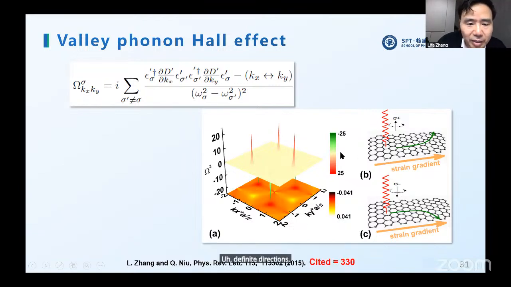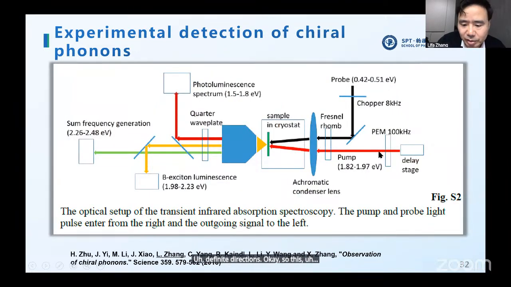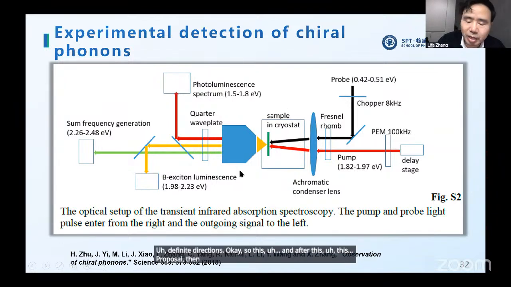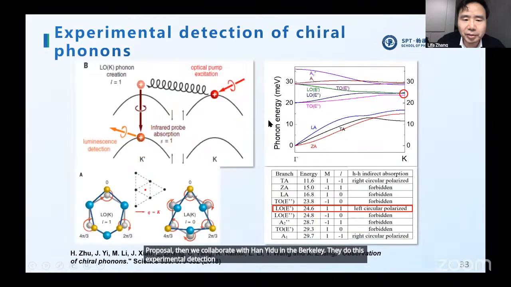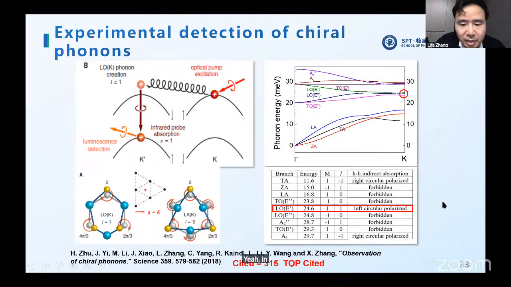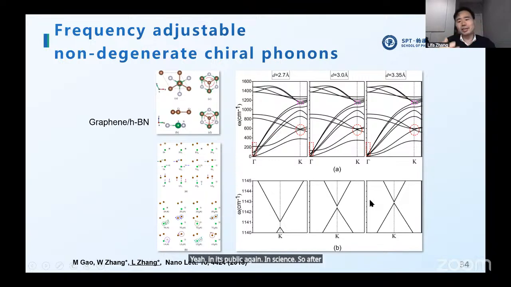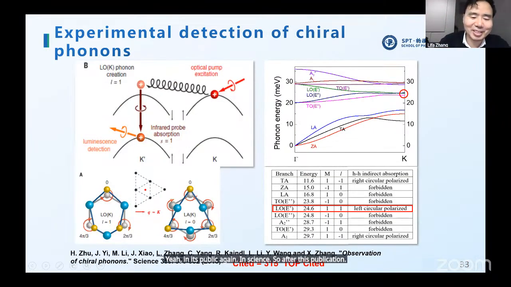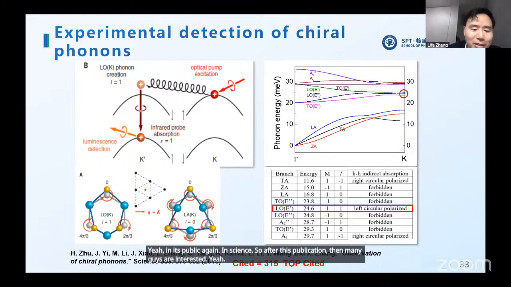After this proposal, we collaborated with Han Yuzhu at Berkeley. They did the experimental detection for the chiral phonons. It's exactly the same as our theoretical proposal, and it was published in Science. After this publication, many people became interested. More and more people are interested in chiral phonons, and we also collaborate with some of them.